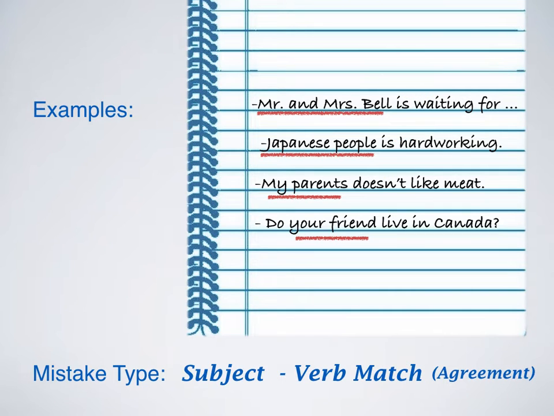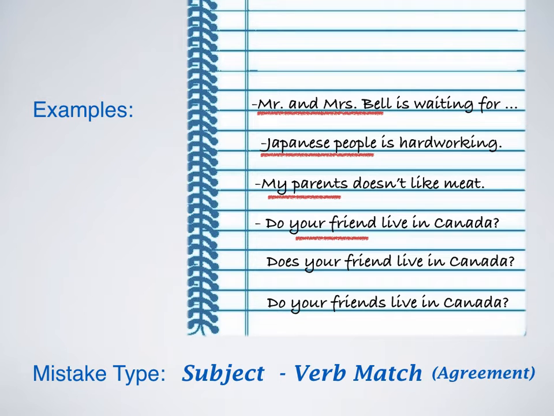And the last example is a big problem for your teacher to help you with. We don't know if you're asking about one friend, does your friend live in Canada, or more friends. Do your friends live in Canada? It's impossible for your teacher to correct this mistake without checking from you. Let me suggest an idea.